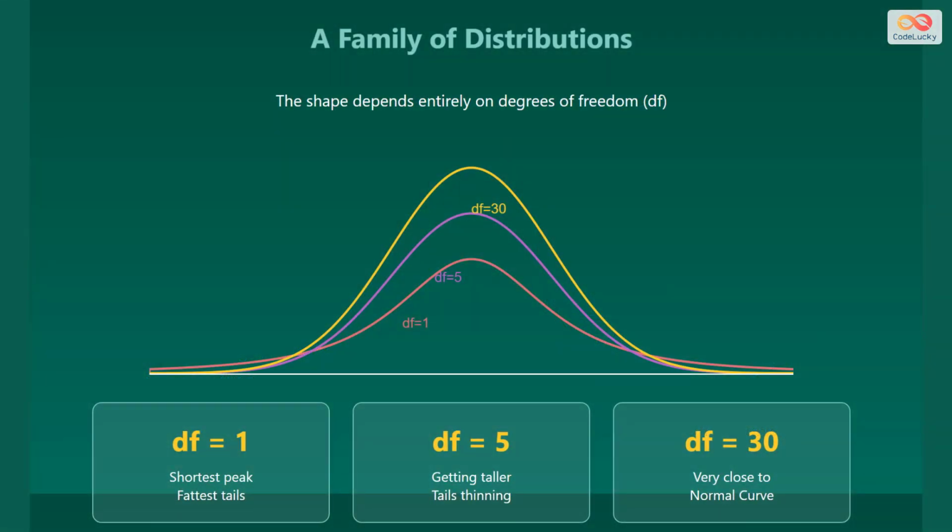Think of the t-distribution not as a single curve, but as a family of curves. When the degrees of freedom are low, like 1, the curve is very short and flat. As the degrees of freedom increase to 5, the peak grows taller. By the time we reach 30 degrees of freedom, it looks almost identical to a normal curve.